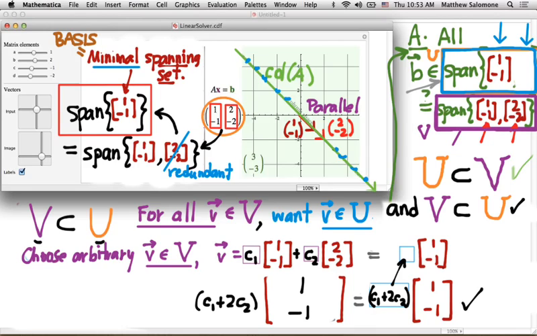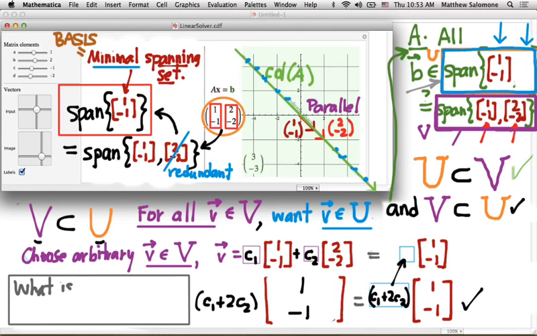So the completely verbose way of answering the question, what is the column space of this matrix? Usually, when we expect an answer that looks like this, we'll say it explicitly: what is a basis for the column space of A? And the answer is the set consisting of the vector 1, negative 1.